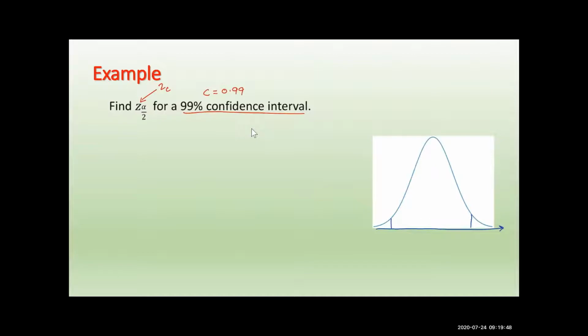Along the x-axis, you have the z-score. This is the standard normal distribution, because we are talking about the z-score. So this area in the middle is 99%, 0.99. You can label this area that is 99%. That is your C, or area in the middle, for a 99% confidence interval.